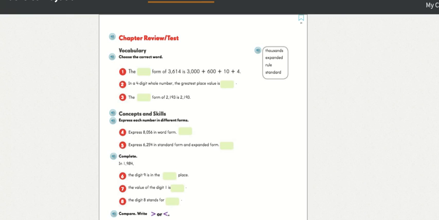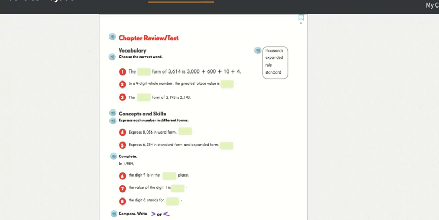Expand means to get bigger, and look at how they've taken this number and made it bigger by writing it out as the sum of 4 place values. So the correct answer is expanded. And guys, remember, standard form means just write the plain old number, and that is number 3. Now let's go to number 2.